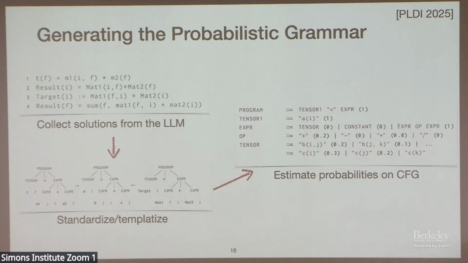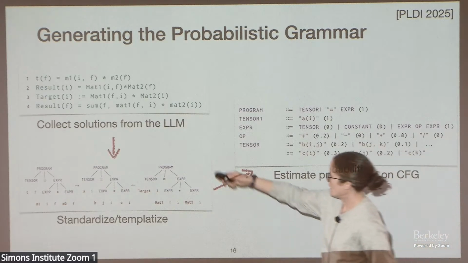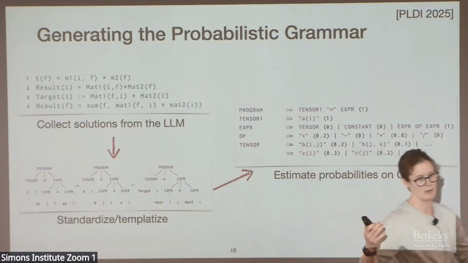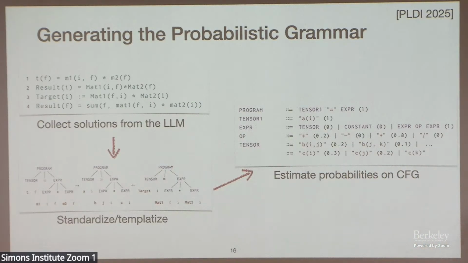We then standardize these so that we have a template grammar that can represent all of these solutions. And then we estimate the probabilities on the production rules very crudely by counting the number of times each production rule is used when generating these solutions. This gives you an example of how we might standardize these. We basically replace all of the tensor symbols with these constant values.